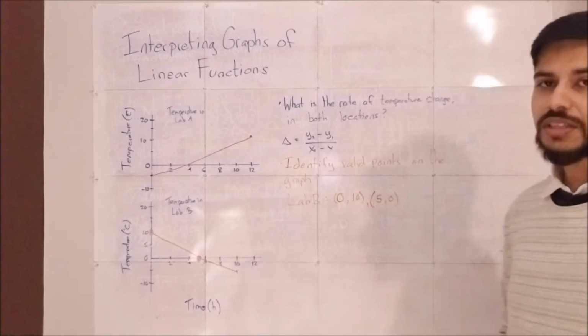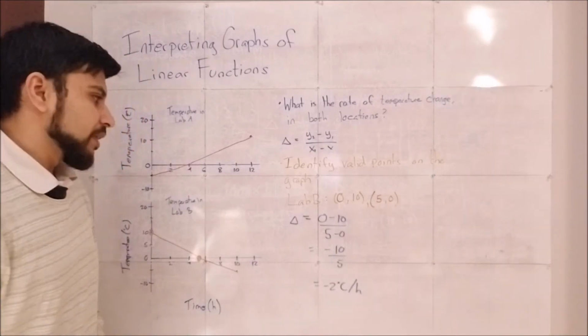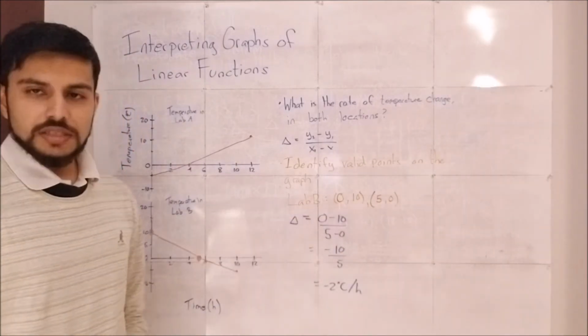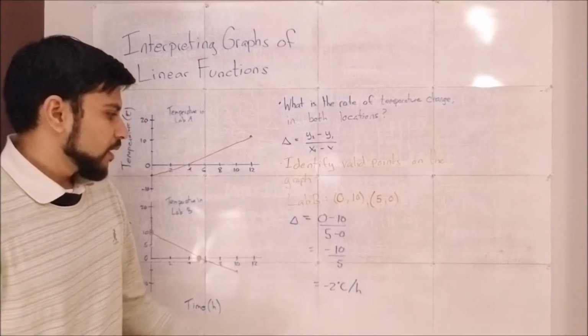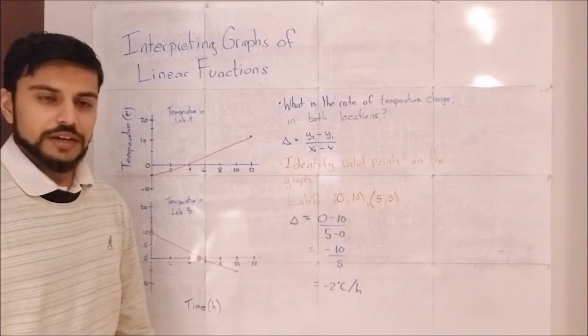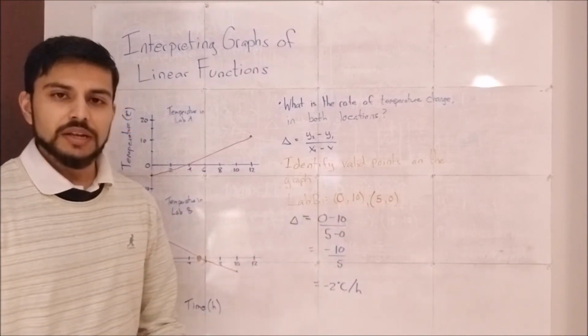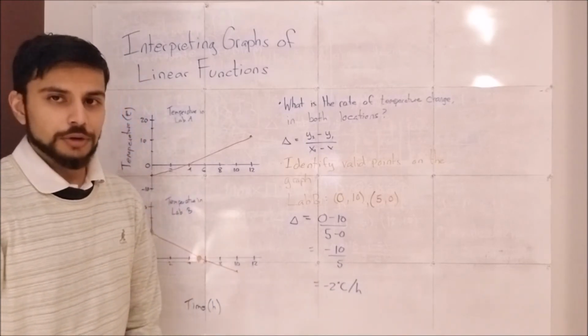I've got my 2 points, and now I can immediately do the math to solve this. And it ends up looking like that. 0 minus 10, well, that's because 0 is my y2, 10 is my y1. 5 minus 0, 5 is my x2, 0 is my x1. I end up getting -10 over 5, which leaves me with -2 degrees Celsius per hour.